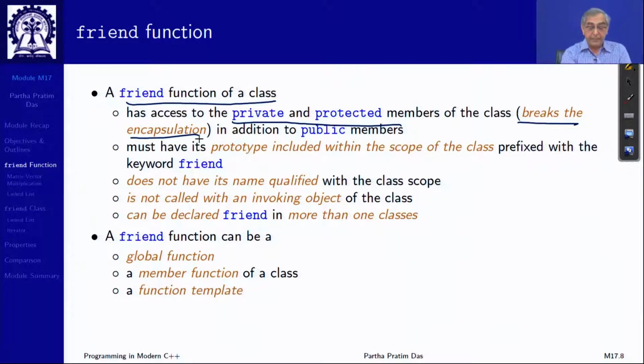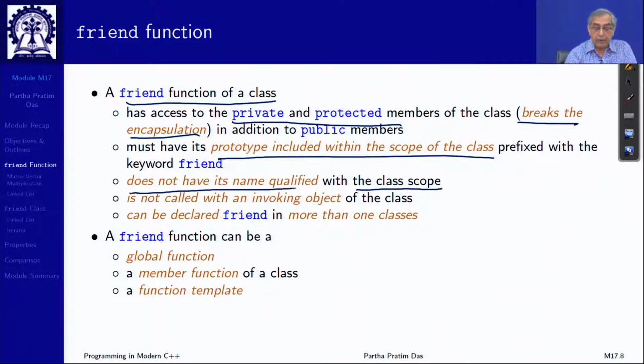The prototype must be included within the scope of the class, so that the class is saying that I know that this function is my friend, but it is not a part of this class. So, its name is not qualified, it is a function outside of the class. A friend does not become your family, right. Friend and family are different.